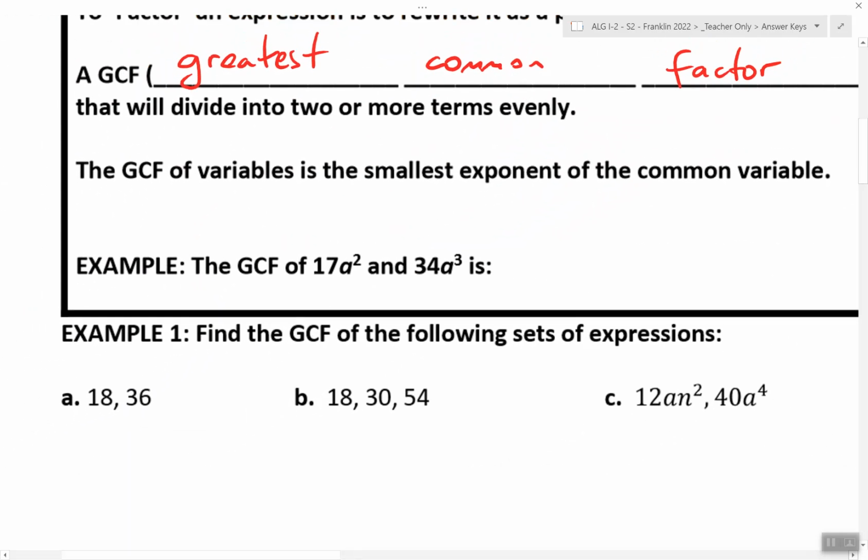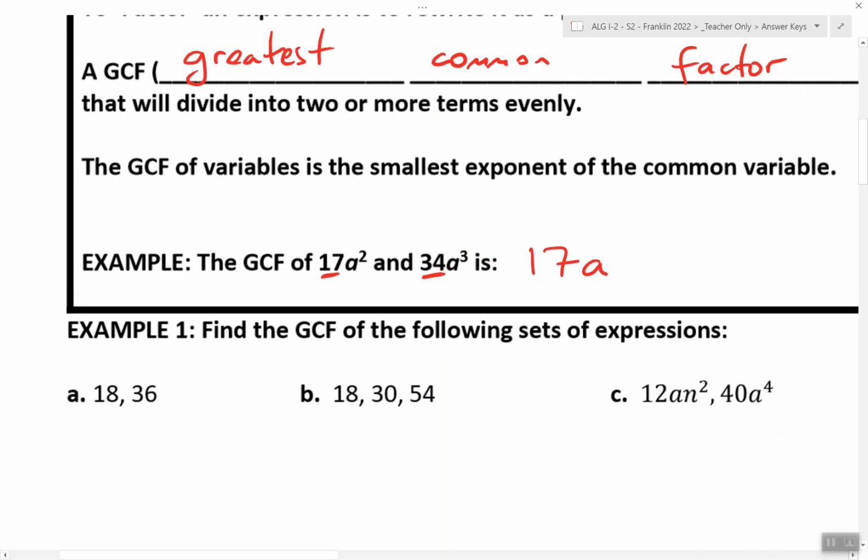So we have these two expressions, 17a squared and 34a cubed. First you want to look at the coefficients. We have 17 and 34. The biggest number that will divide into both of those evenly is 17. And then for the variables, they both have an a, and 2 is the smallest exponent present, so that is what the GCF is in a squared. So 17a squared is the GCF there.